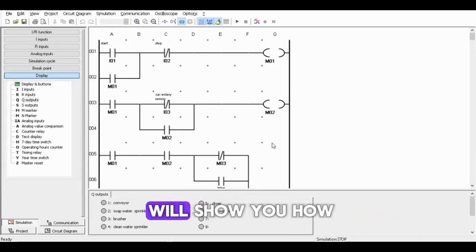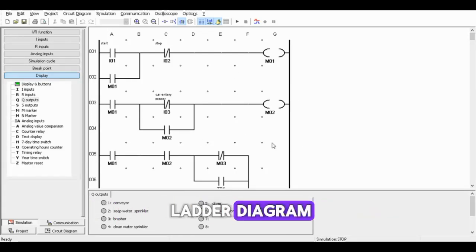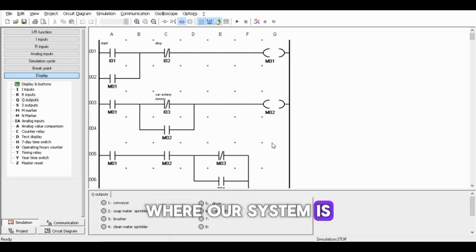In this video, I will show you how to build a PLC ladder diagram for a car washing station, where our system needs to detect a car entering the washing zone to start the process.